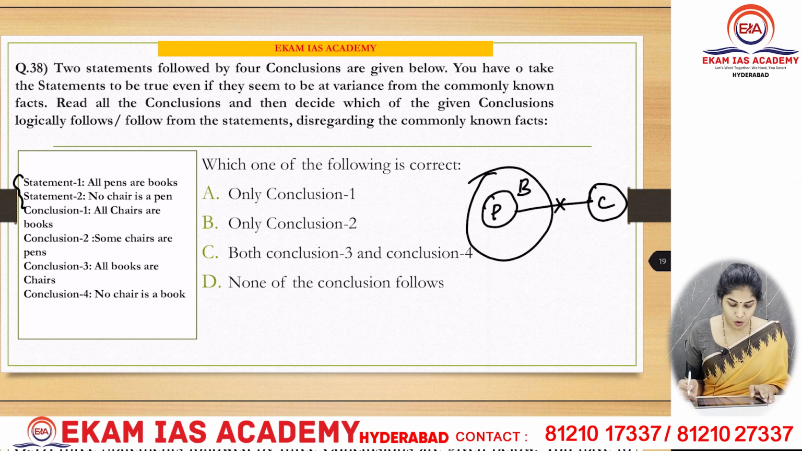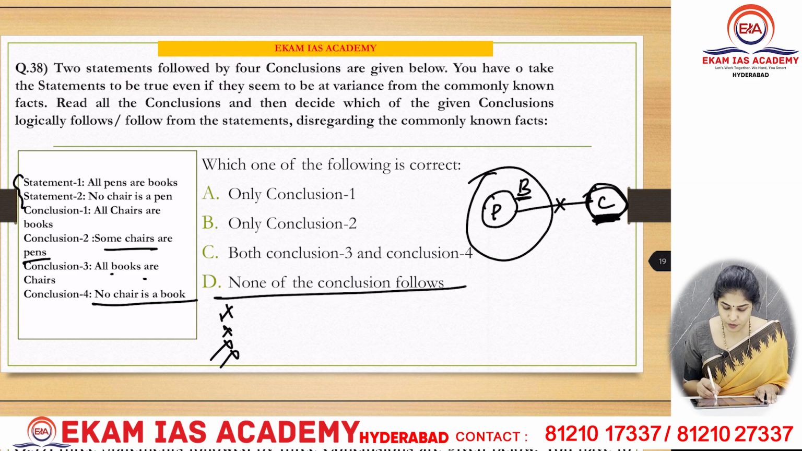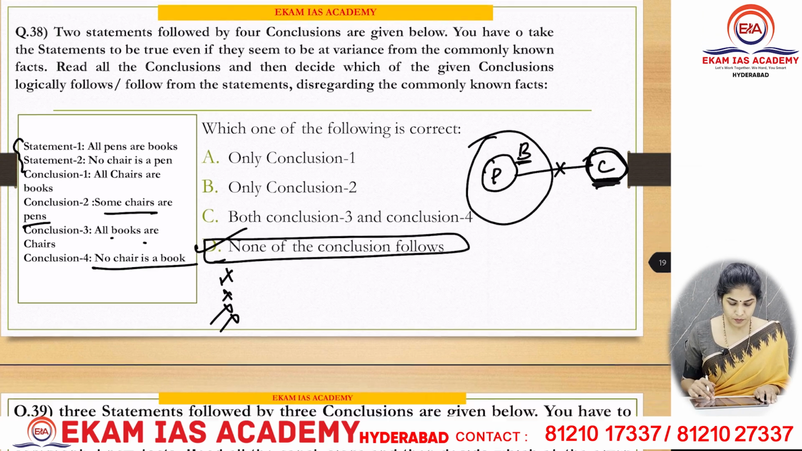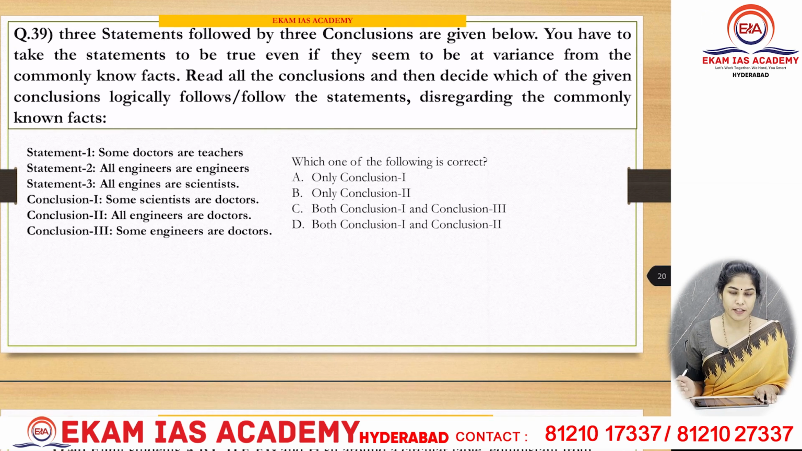What are the conclusions? All chairs are books. We don't know. So conclusion 1 is wrong. Some chairs are pens. In statement 2, they have clearly told that no chair is a pen. So this some chairs are pens is a wrong statement. All books are chairs. We don't know whether all books are chairs or not. This is a wrong statement. No chair is a book. No chair is a book, also we don't know. So none of the above follows. D is the right answer. Let's go to the next question.